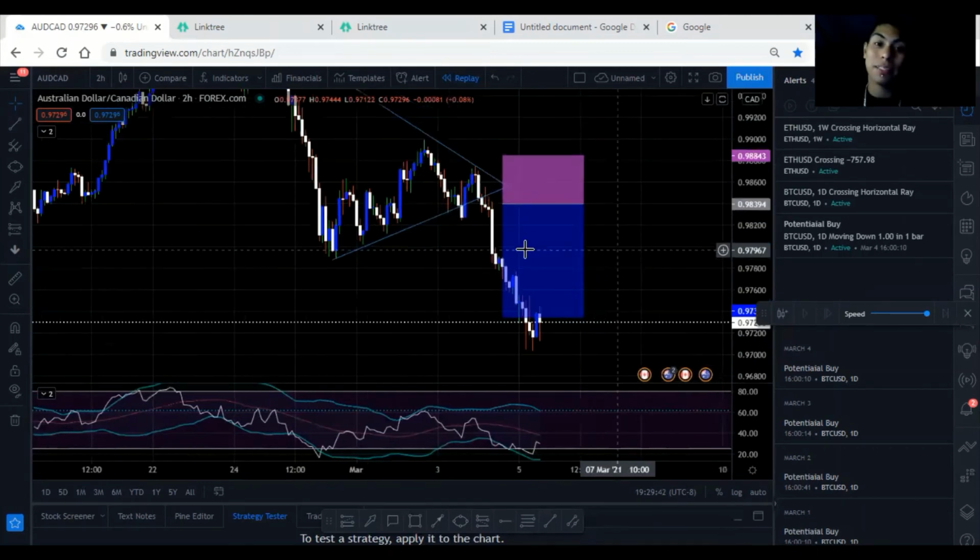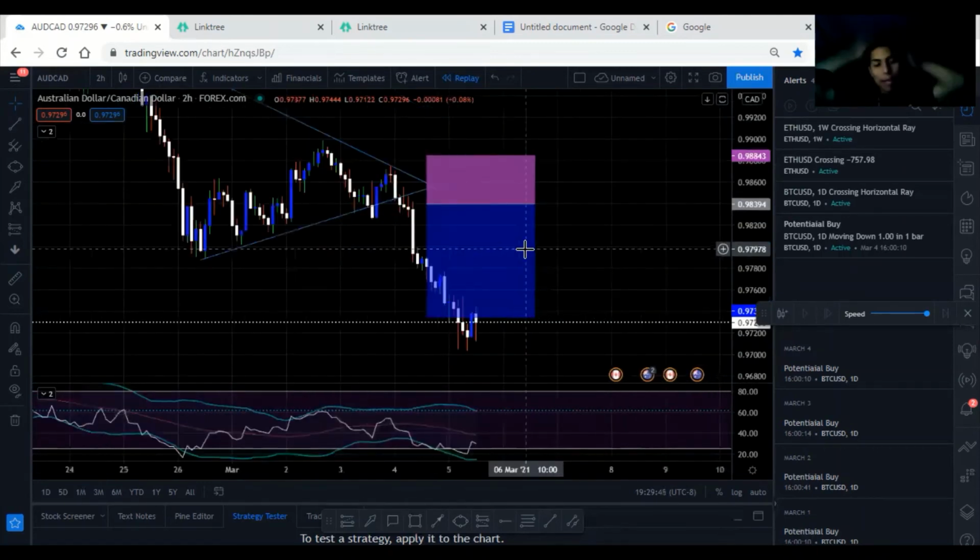So I mean, guys, if you stick to your plan, you stick to your rules, and you are patient, these trend lines are powerful. These trend lines are powerful, and they have helped me dramatically in my trading game.